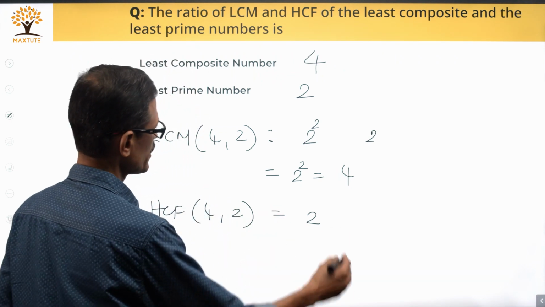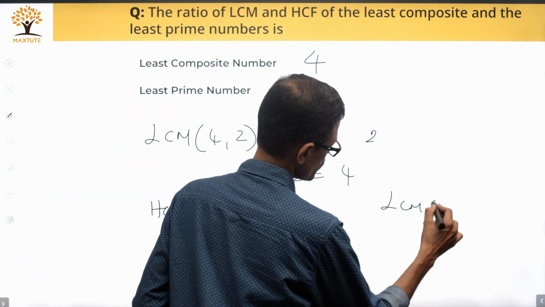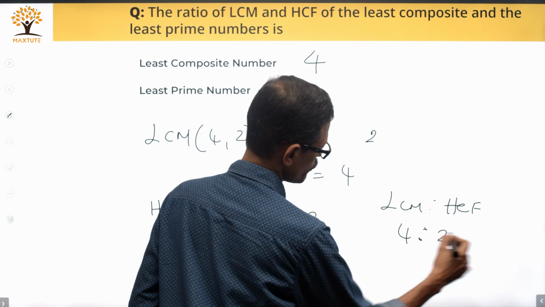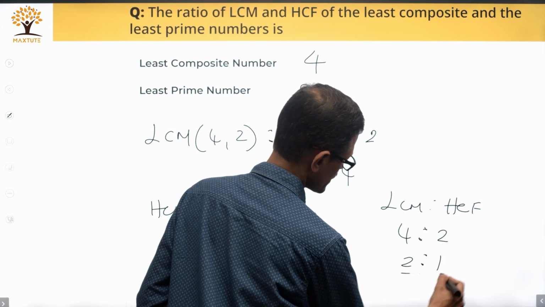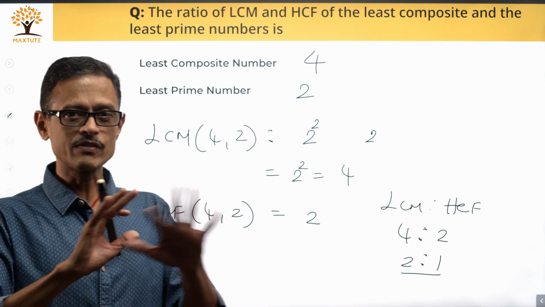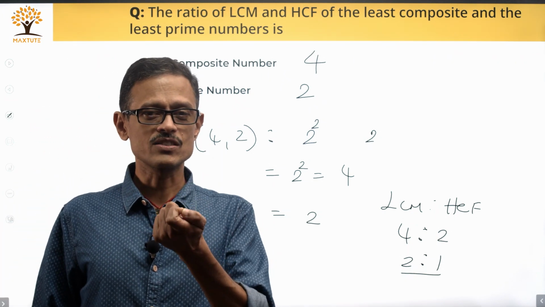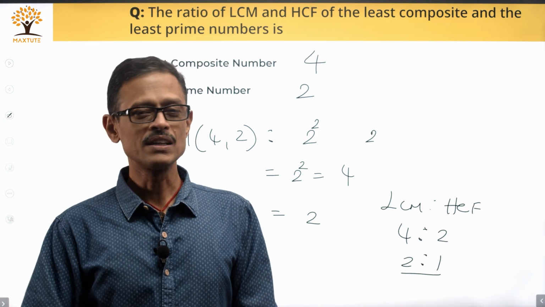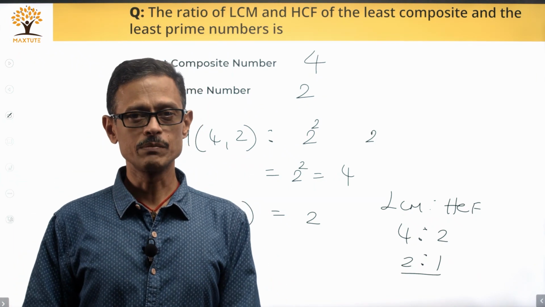So we need to find out the ratio of the LCM is to HCF. What is that ratio? LCM is a 4, HCF is a 2. So 4 is to 2 or 2 is to 1 is the correct answer. Right? Very straightforward, simple question. The only thing that you need to exercise caution is basically writing down what is the least composite and what's the least prime. Subsequently, everything else is basically a breeze.